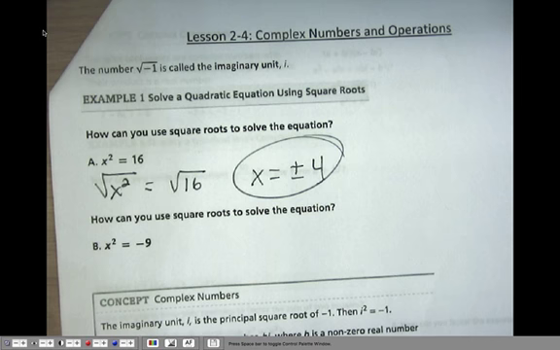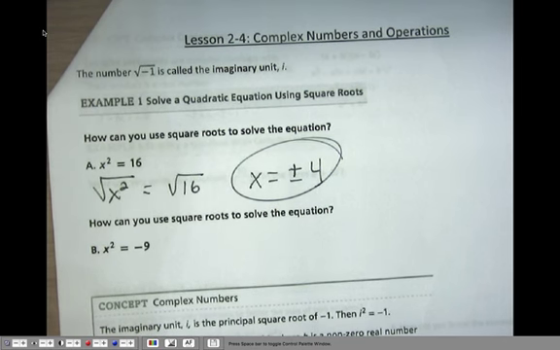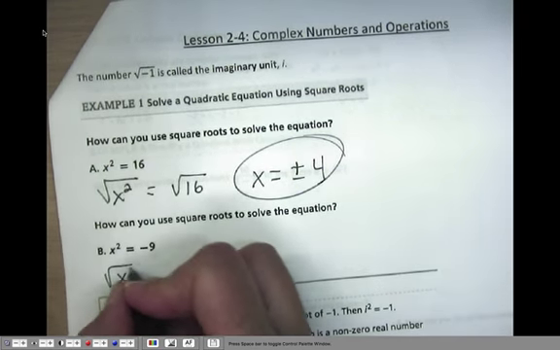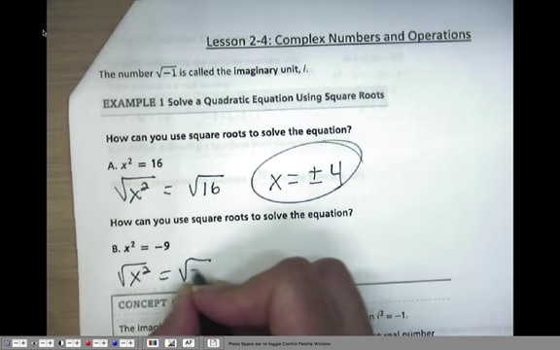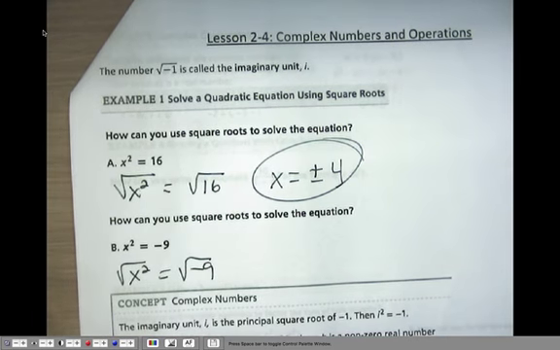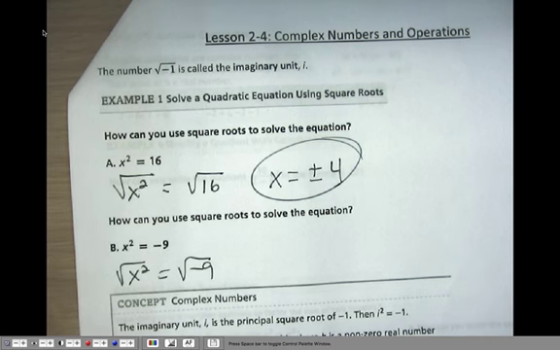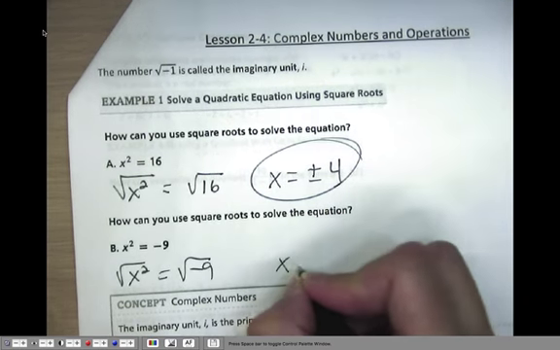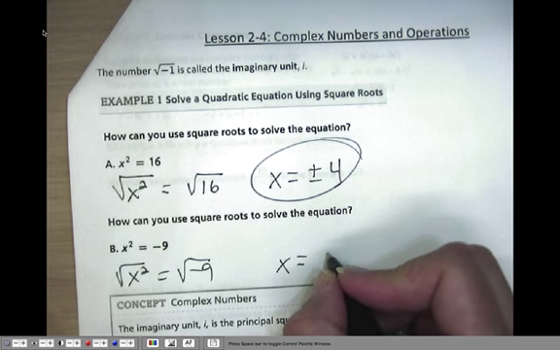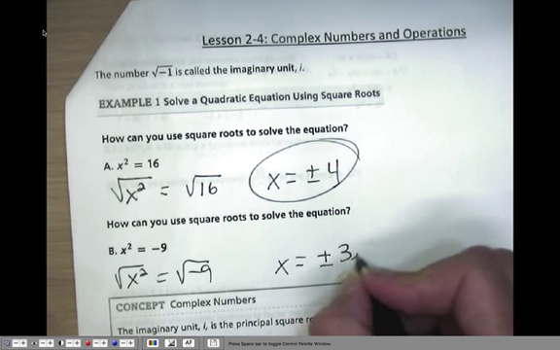In part B, when I'm taking this square root, I have the square root of x squared equals the square root of -9. And so again, I'm going to have a plus or minus, but additionally, because I'm taking the square root of a negative number, I'm going to have an i. So x equals positive or negative 3i.